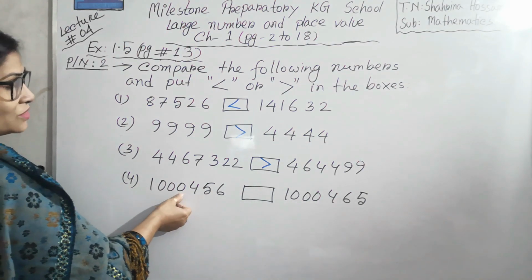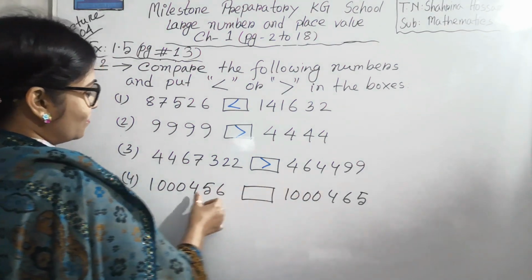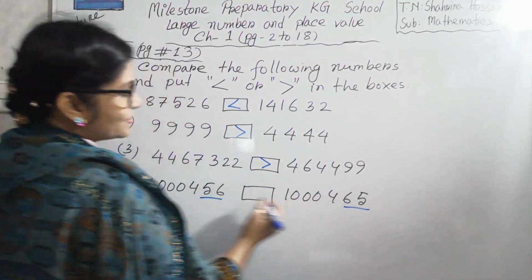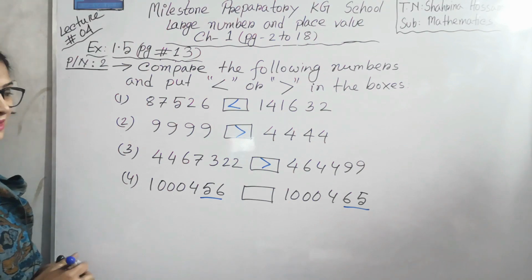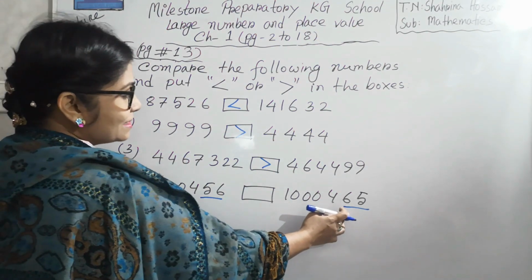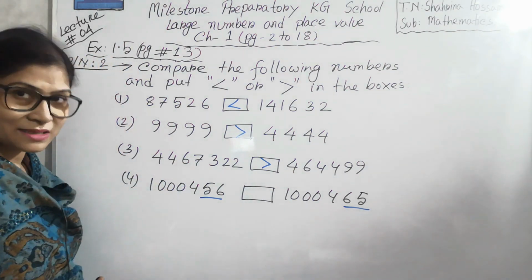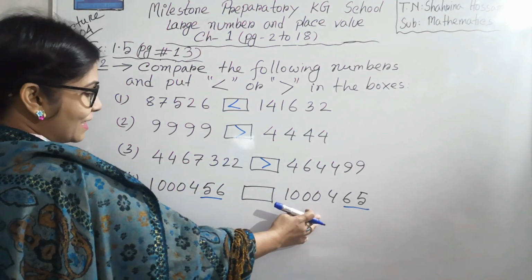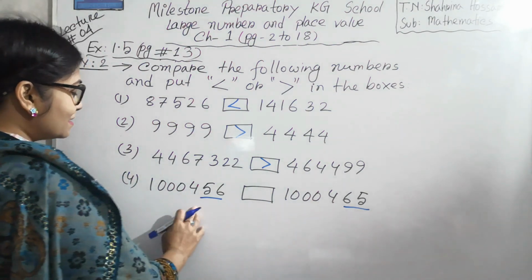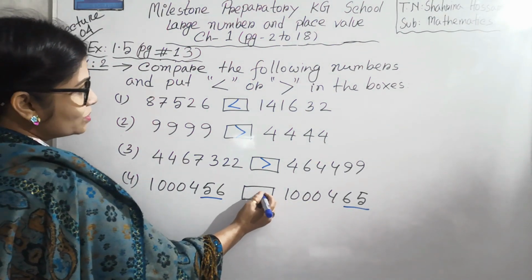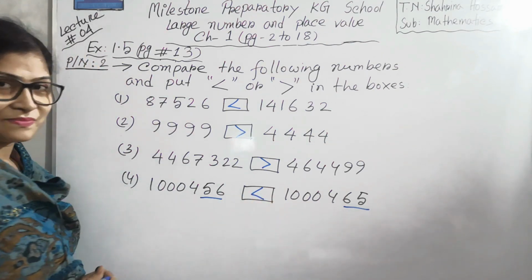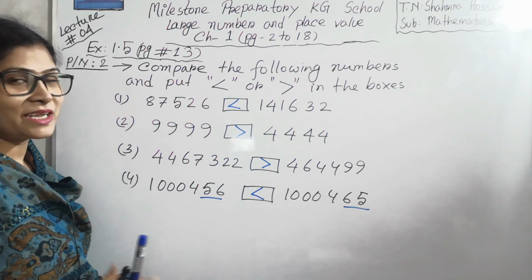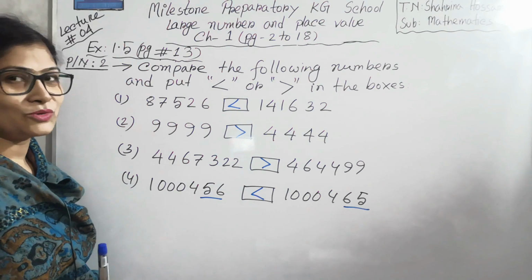1000, 1000, then 44. Only the last two numbers are different, right? There is 56 and there is 65. Obviously 65 is bigger than 56. So the right side number is bigger than the left side number. So I can put the smaller sign there. Clear? I hope it is very easy for you. You can easily do it by yourself.